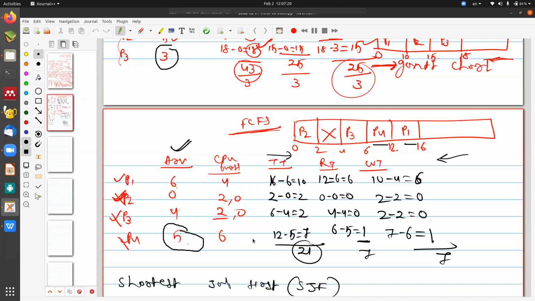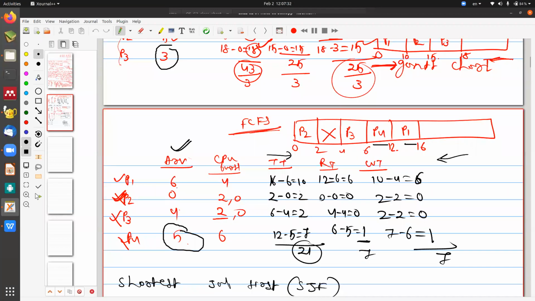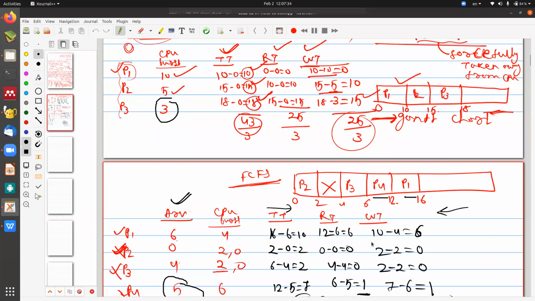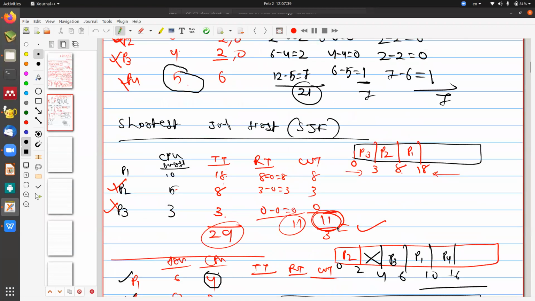Because we always know that if the lightweight processes execute fast, your turnaround time and everything gets reduced a lot. We are finding here that the turnaround time reduced from 43 to 21. Here we have reduced from 25 to something. It means it is always performing better.